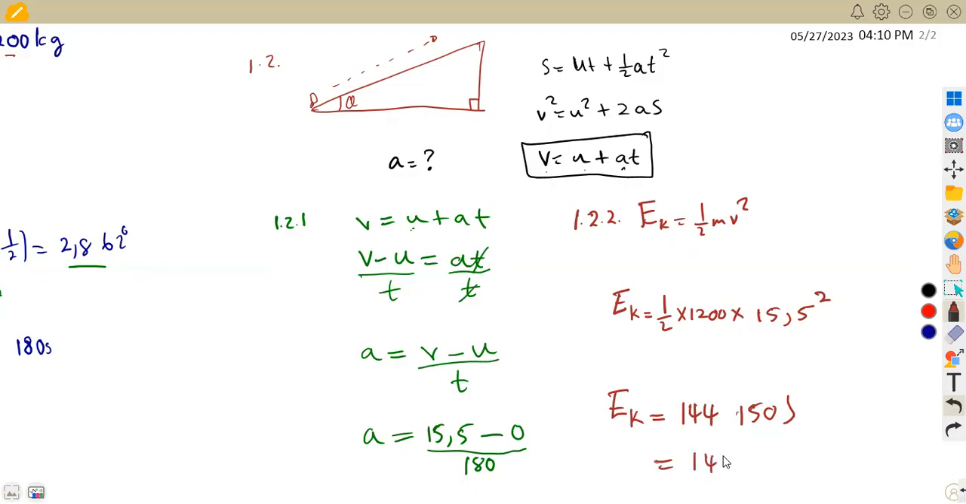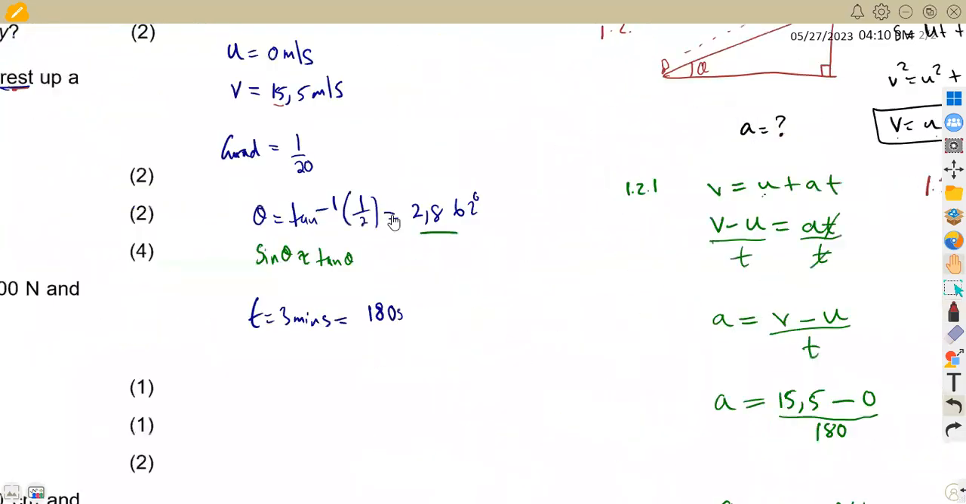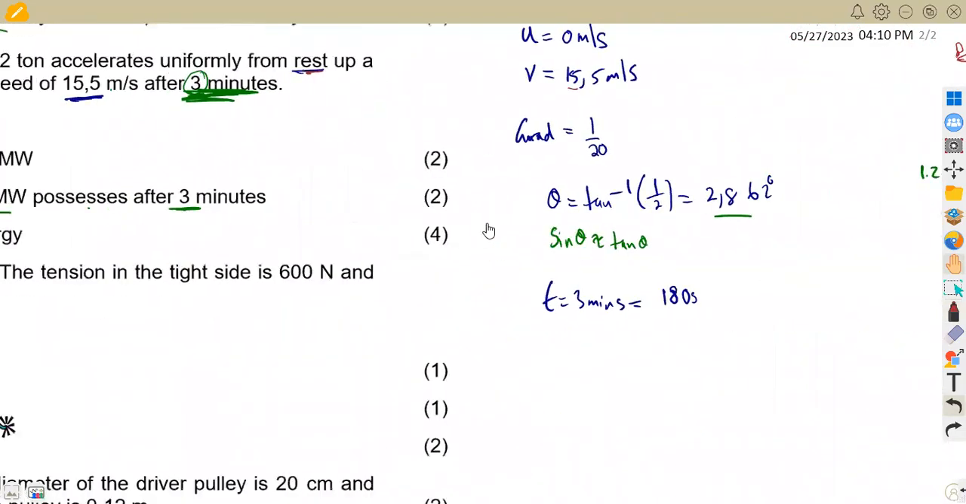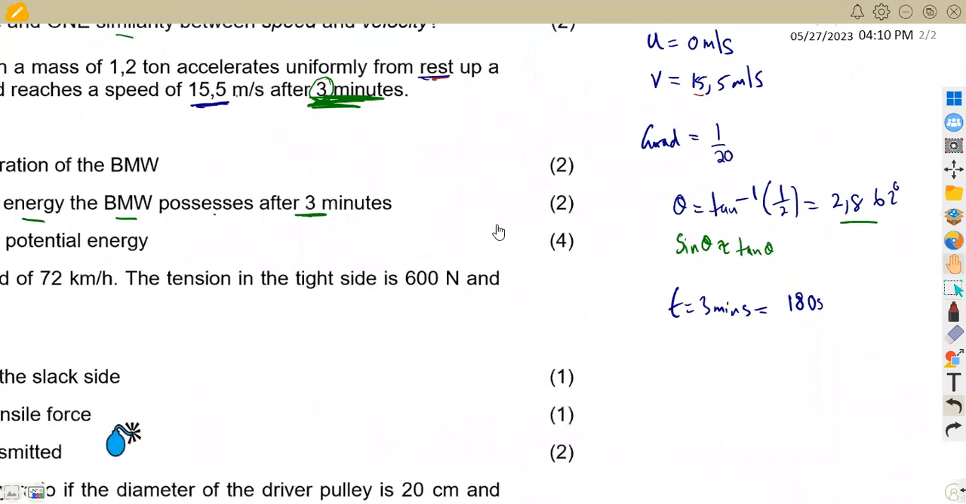So this will be 144,150, of which the zero does not matter. So you can even convert your answer to kilojoules if you want. We are not told about the units. It's just to calculate the kinetic energy.